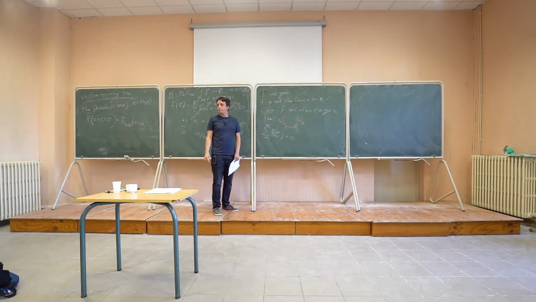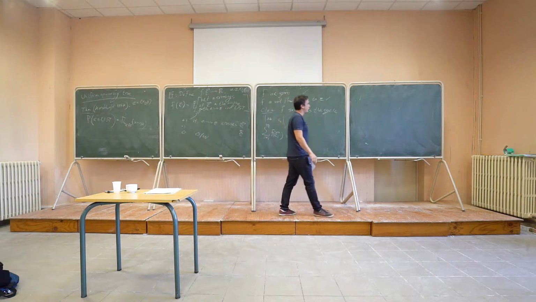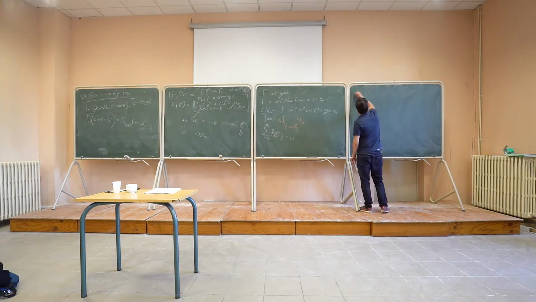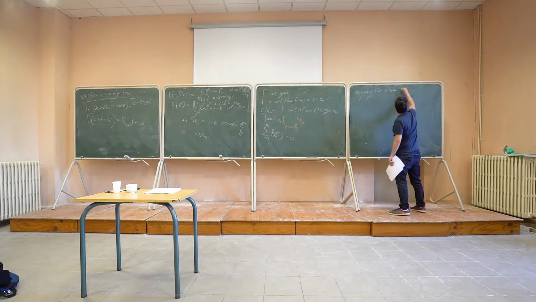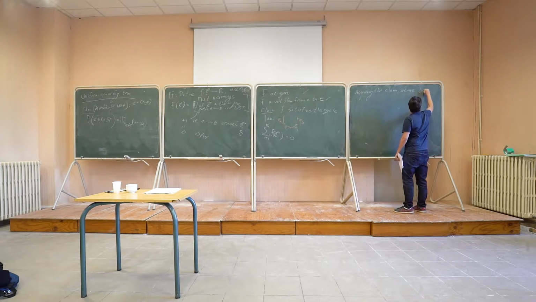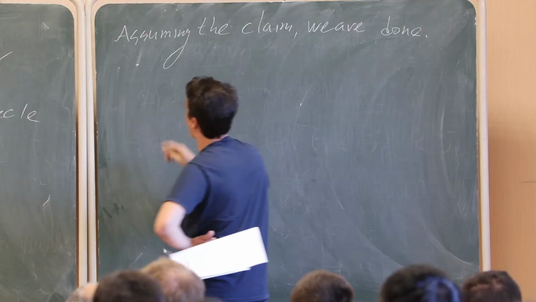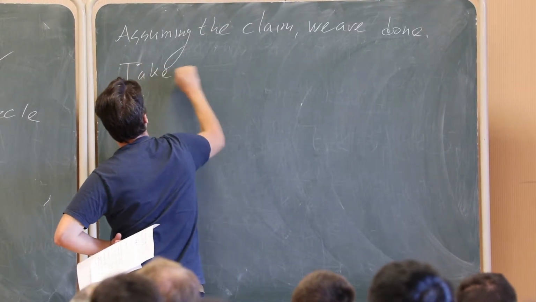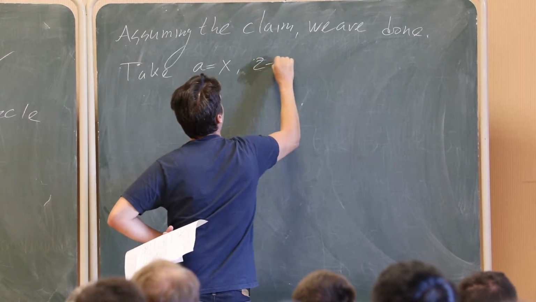Okay? So if I know this, from what we proved, a flow satisfying all this is what we call the unit current flow. Right? And what is this? So if we know this claim, assuming the claim, we are done. Why is that? So let us remind ourselves. Let's take A to be X, and Z to be Y.